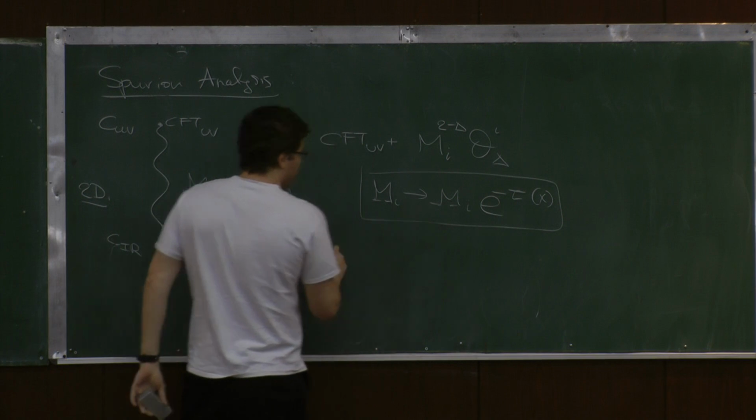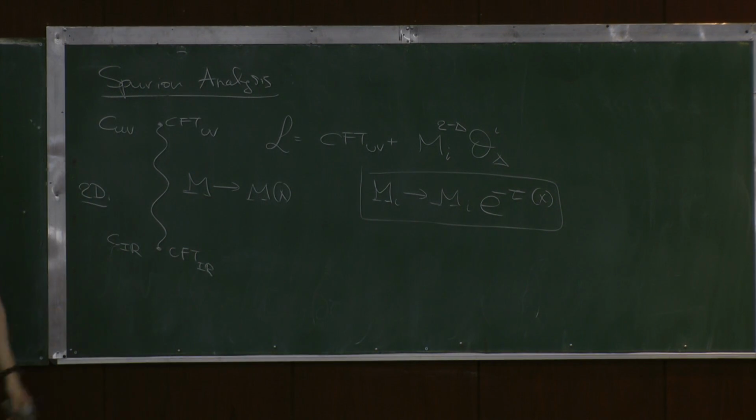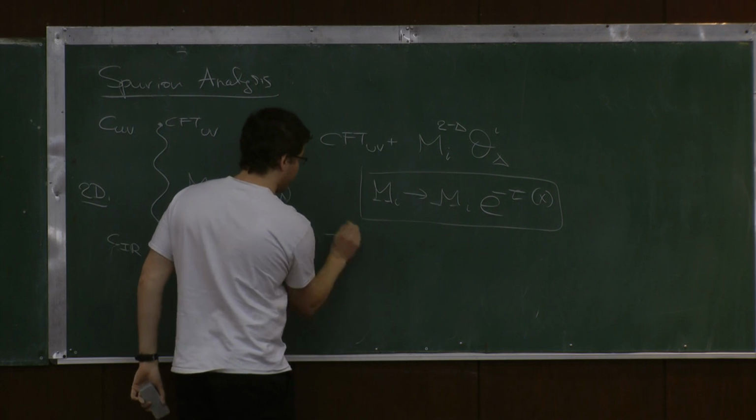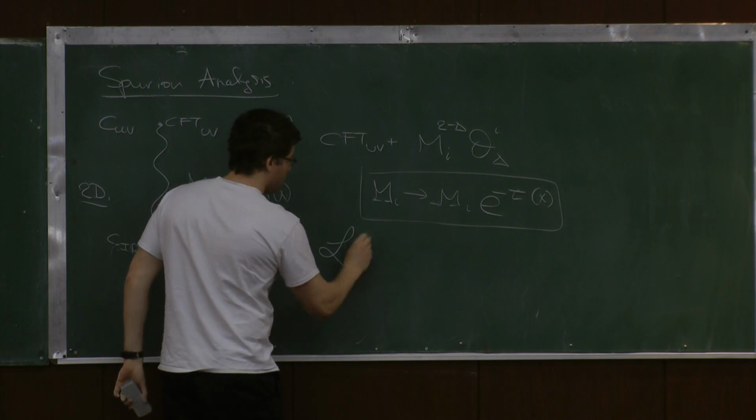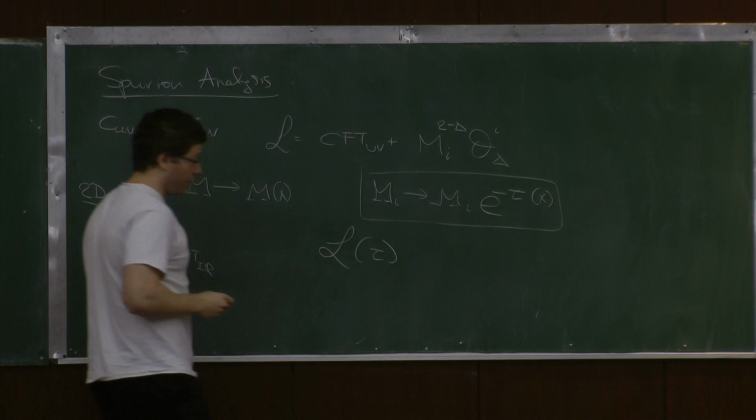So now the claim is that the partition function, which is a function of this tau, has to be conformal invariant. Okay? So we now have a Z. We have a Lagrangian for tau, which has to be conformal invariant.